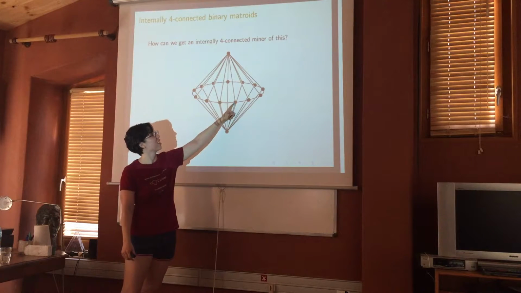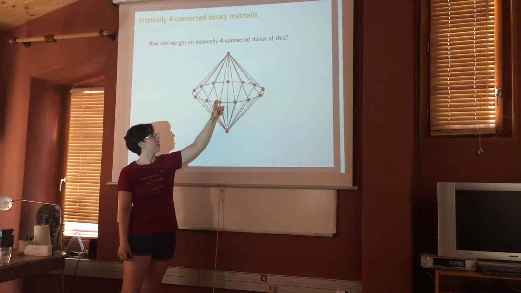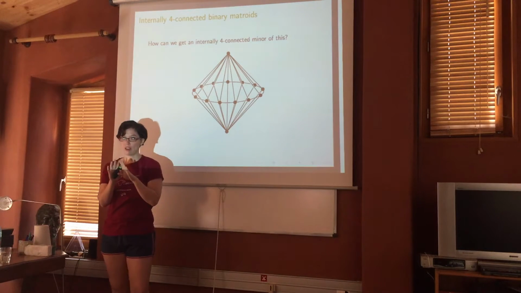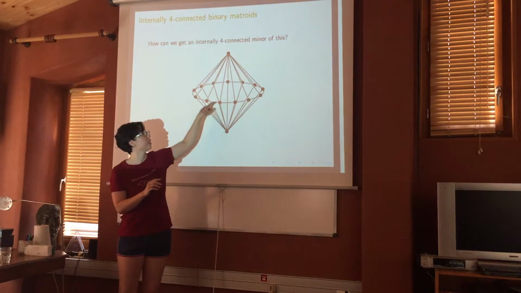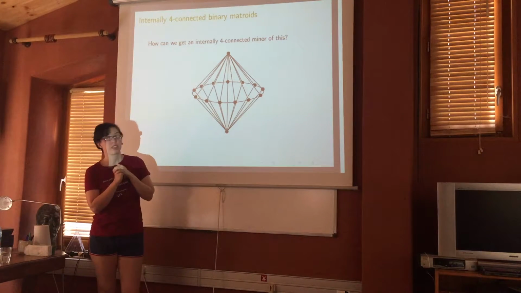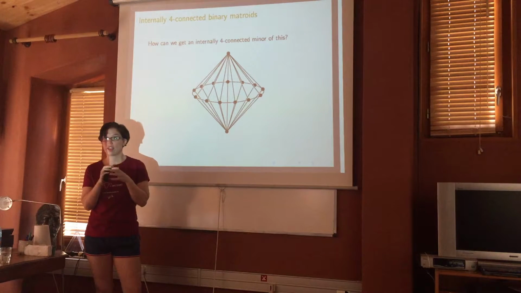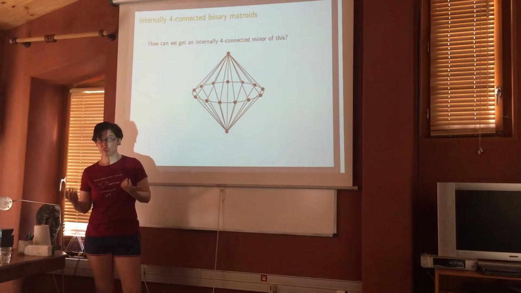If you contract one of these edges along the rim of your double wheel, then you'll create two parallel pairs, and then delete one edge from each of those pairs. So that's a 3-element move. What you've got now is a smaller quartic double wheel, which is internally 4-connected.